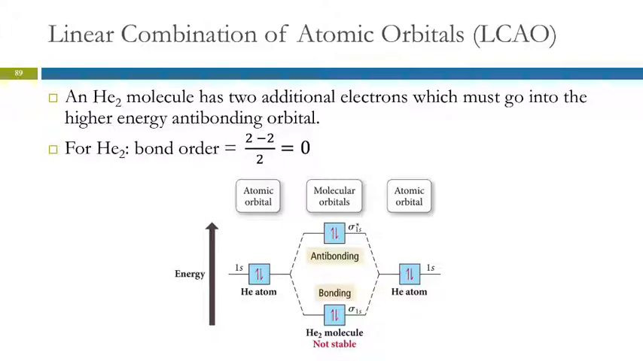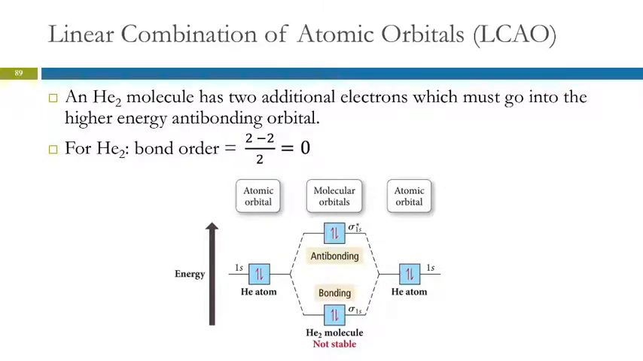So if we look at He2, helium doesn't form compounds, but we can pretend. Let's see what happens if we put 2 helium atoms together like we do with the hydrogen atoms. Helium also has a 1s orbital, so we have two 1s orbitals. We combine these, we get a sigma and a sigma star, the bonding and the antibonding orbitals. And then we have 4 electrons to put in here. So we put 2 in here, and the other 2 go in there.